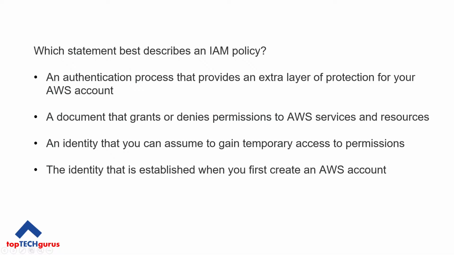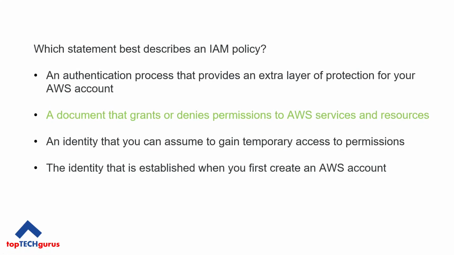Let's keep it aside. An identity that you can assume to gain temporary access to permissions. We spoke about this as well when we spoke about IAM last video. An identity that you can assume is a role, and it also gets you temporary access. If you see the words assume and temporary access, sometimes they only have one of the words to confuse you. If you see any of those words, it typically refers to a role. The identity that is established when you first create your AWS account would be the root account, I believe. So it's none of these, it has to be 2, and that's correct.